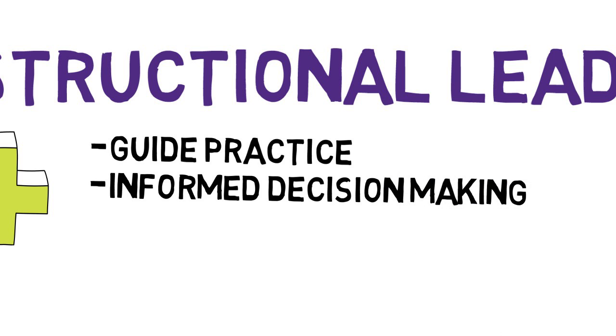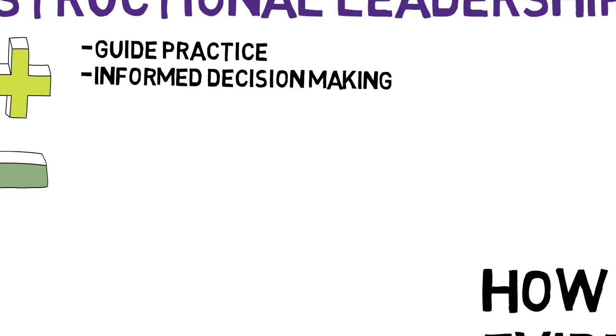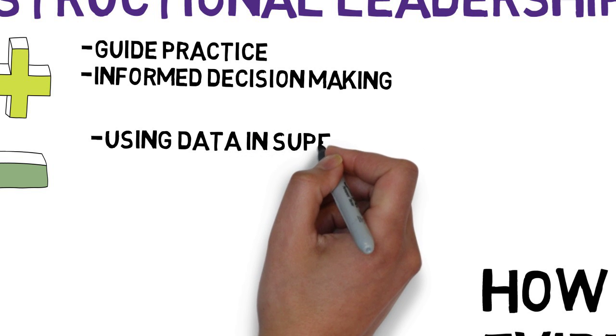The data needs to be systematic, balanced between class and external sources, and should include achievement data as well as aptitude and attitude measures. There needs to be caution about using data in superficial ways.